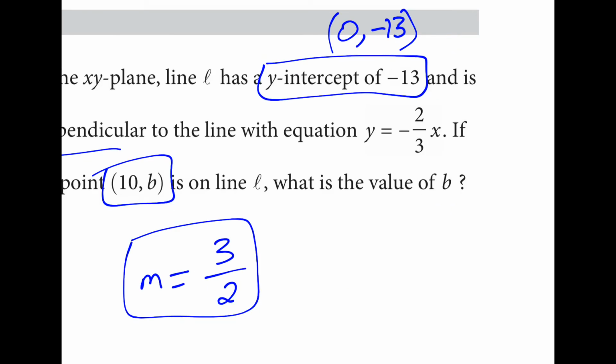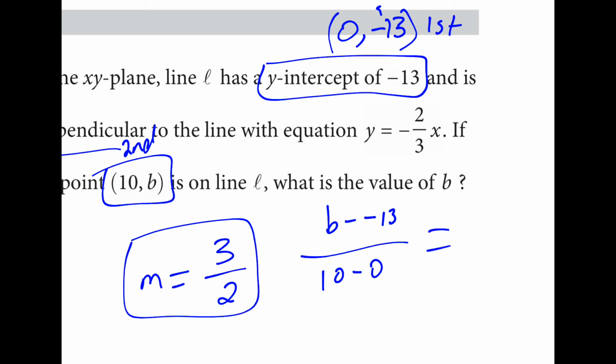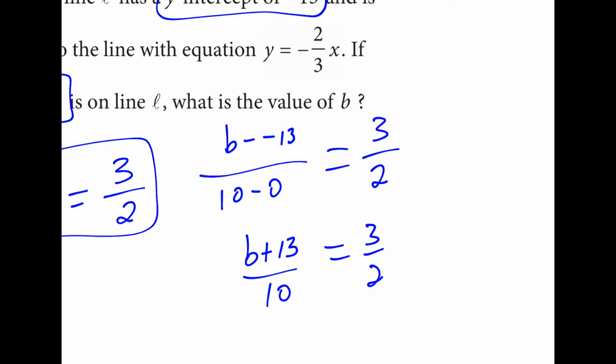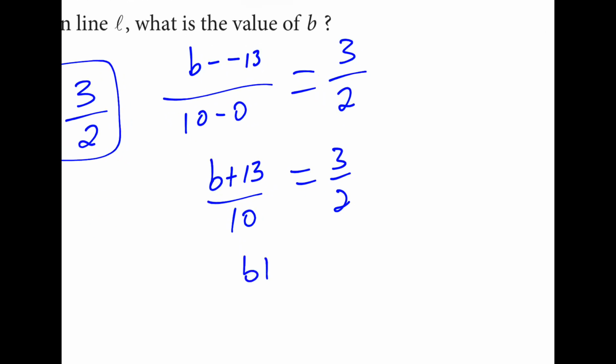There's a variety of ways to solve this, but let's use the slope formula. I'm taking this as my second coordinate and this as my first up here. I plugged it into this formula, and I want to find out what value of b equals 3/2 once I solve it. So I can simplify my subtractions. If I multiply both sides by 10, I get that b plus 13 is equal to 15. If I subtract from both sides, the answer is 2.